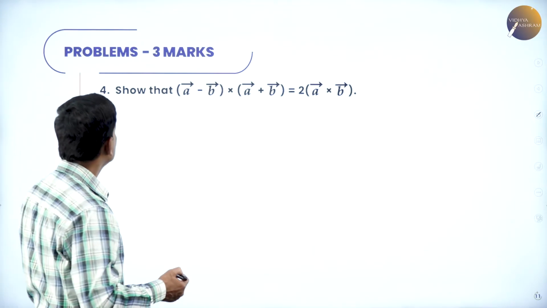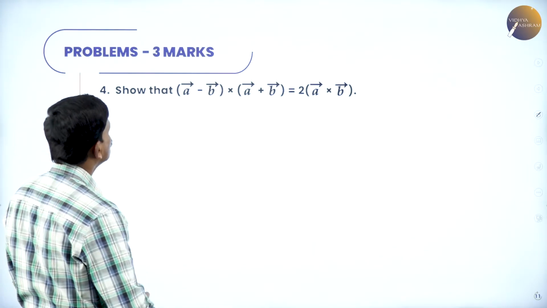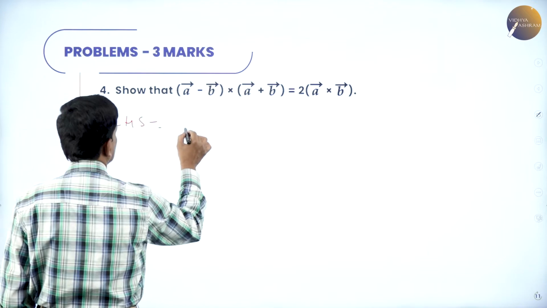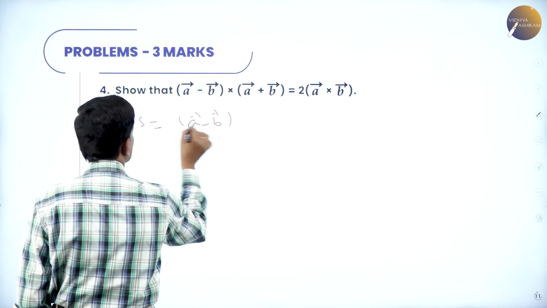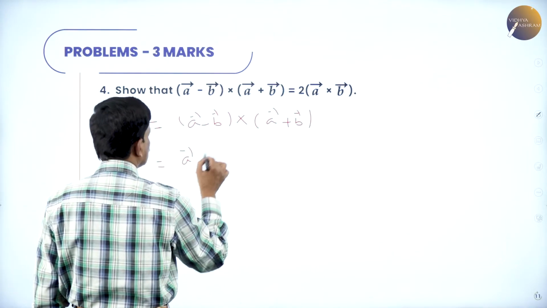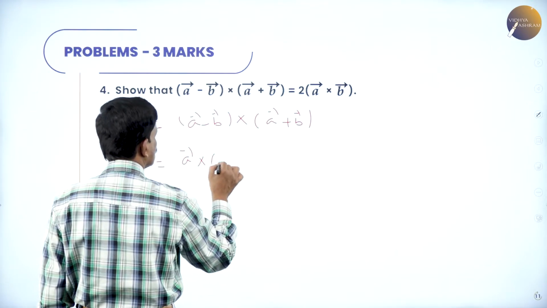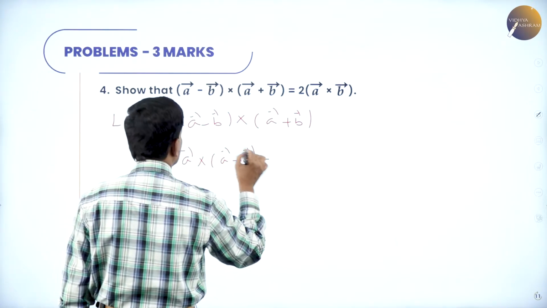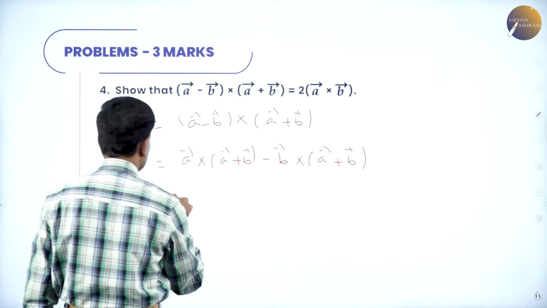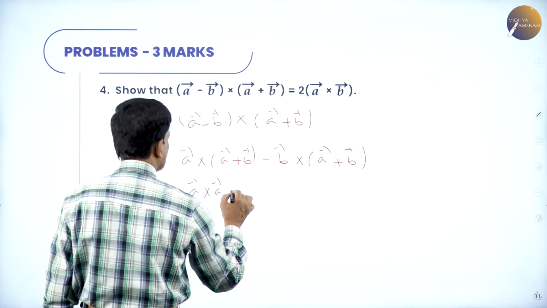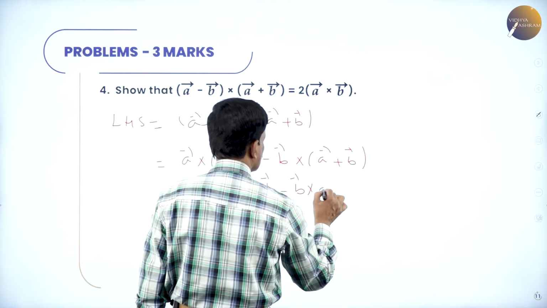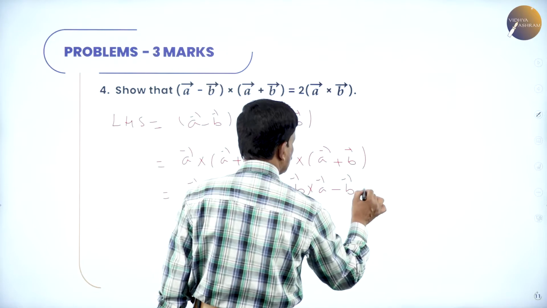Now, the next problem is, show that A minus B cross A plus B is equal to 2 times A cross B. Very simple problem. So, this is LHS. Take LHS, A minus B cross product of A plus B. Now, simplify this. So, this can be written as A cross A plus B vector minus B cross vector A plus B. Simplify this. So, this is vector A cross A plus A cross B vector minus B cross A minus into minus, plus B cross B.